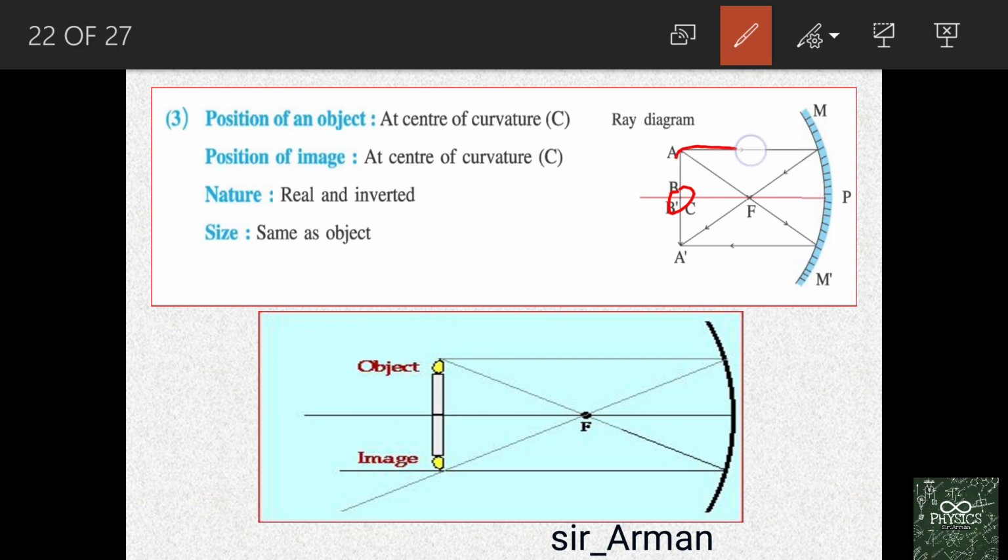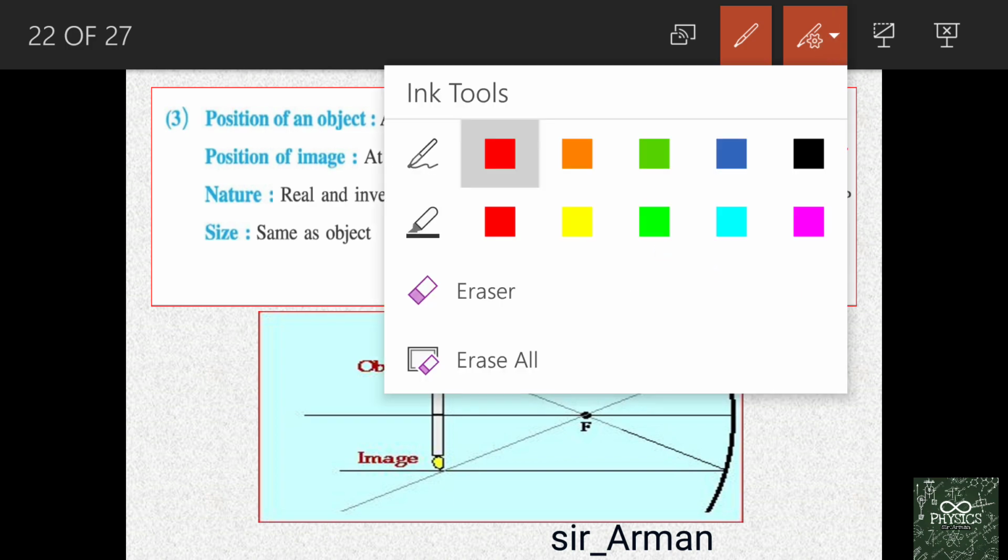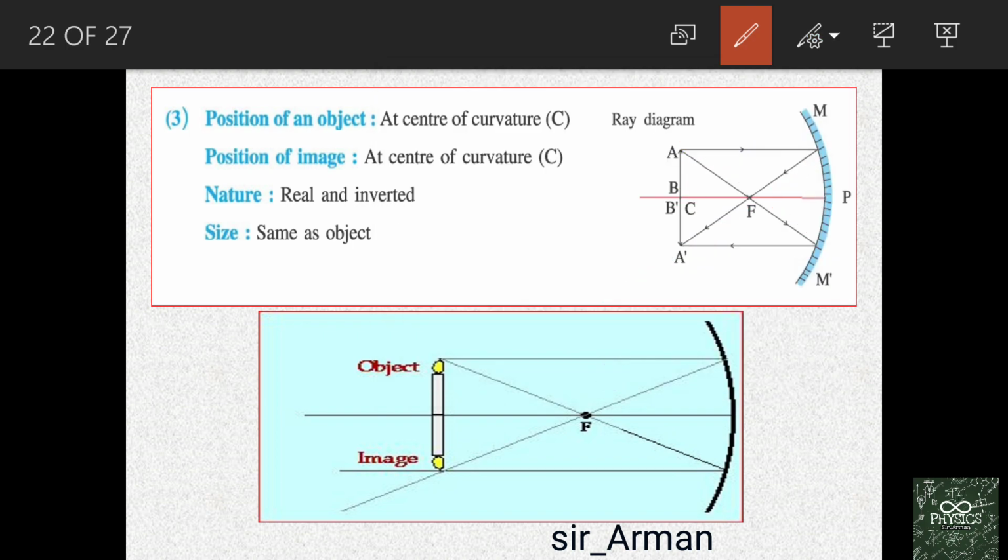So the ray parallel, one ray is passing parallel, so after reflection it will go from the principal focus. Similarly the ray passing from the principal focus, after reflection it will go parallel. So here 2 rays are meeting, and when the rays meet the image is obtained there. So here the object is placed at the center of curvature, and the image is obtained at the center of curvature at the same place, but the image is inverted.